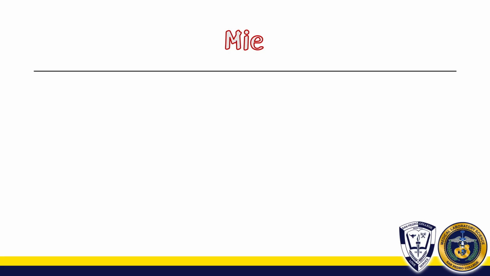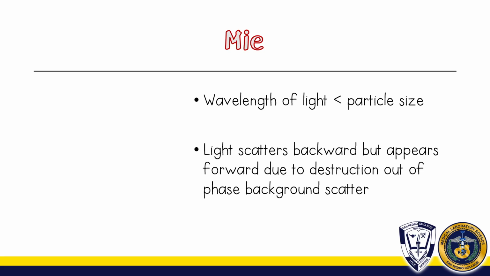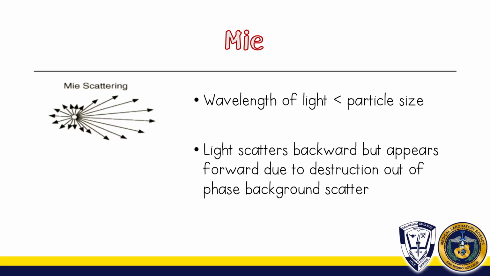So I hope na nag-gets na ninyo ang part about your Rayleigh scattering. Next, we have your Mie. Mie here is the opposite to your Rayleigh, in which the wavelength of light here is less than the particle size. Now, what happens here is that light scatters backward but appears forward due to destructive out of phase background scatter. And this is how it would look like.